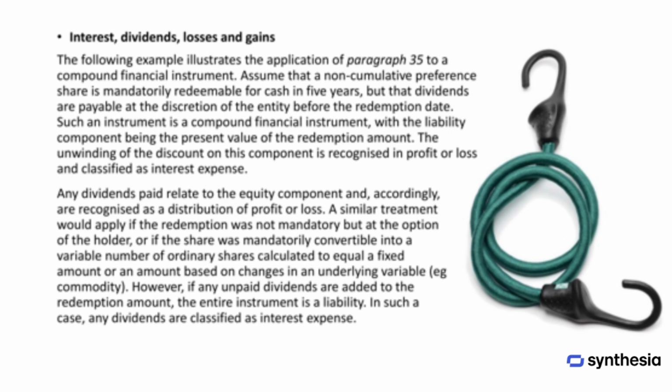Let's look at an example to explain how this works for a compound financial instrument. Imagine a non-cumulative preference share that must be redeemed for cash in 5 years. Before the redemption date, the entity may choose whether or not to pay dividends. In this case, the instrument is considered a compound financial instrument. The liability component is the present value of the redemption amount. The unwinding of the discount on this liability is recorded in profit or loss and treated as interest expense. Dividends that are actually paid relate to the equity component, so they are recognized as a distribution of profit or loss.